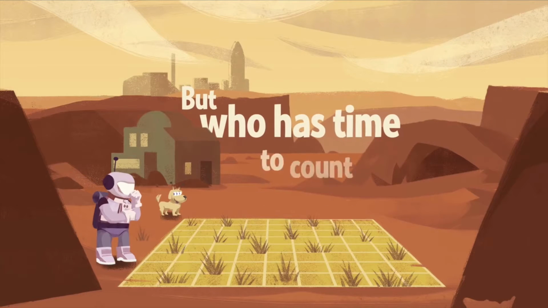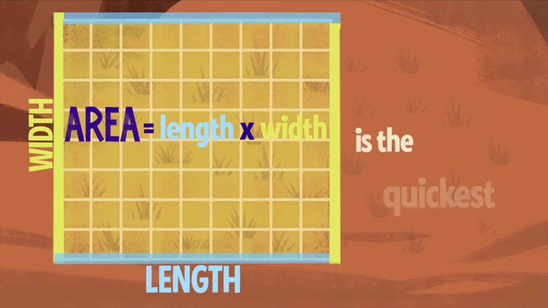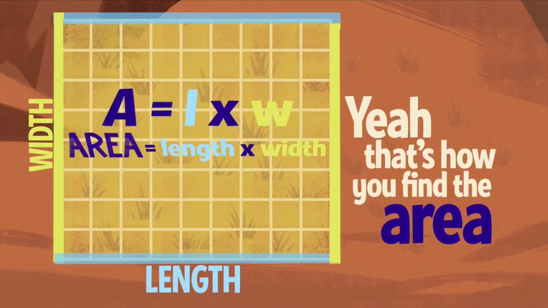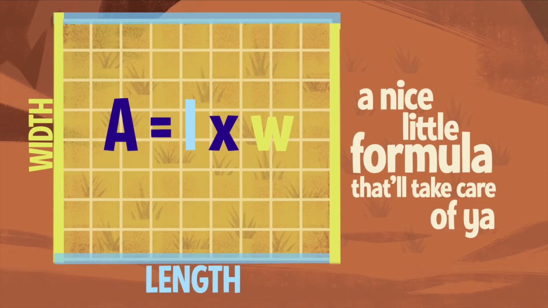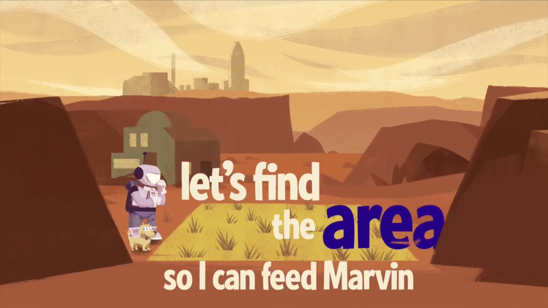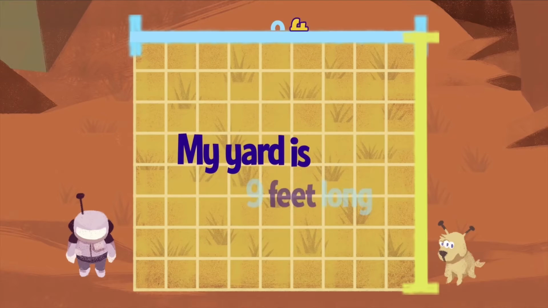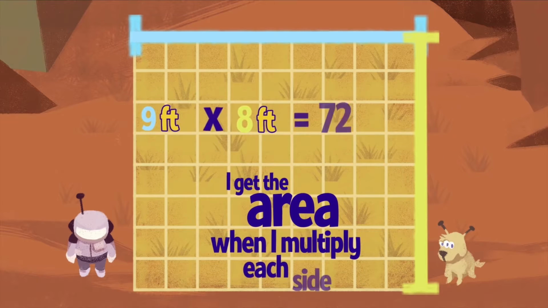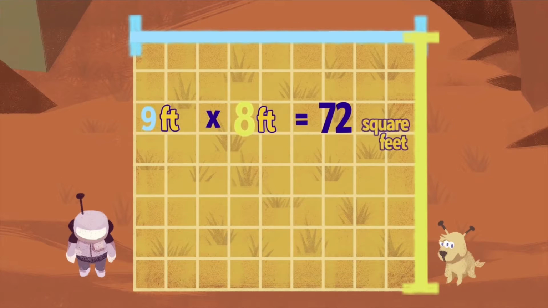Well, who has time to count squares? Length times width is the quickest way to get there. Yeah, that's how you find the area. A nice little formula that'll take care of you. And I need to hurry cause my dog is starving. Let's find the area so I can feed Marvin. My yard is 9 feet long by 8 feet wide. I get the area when I multiply each side. And 9 times 8 is 72.